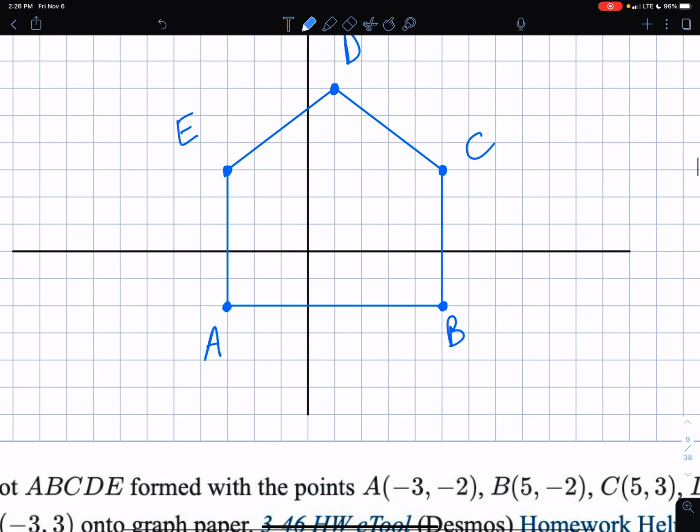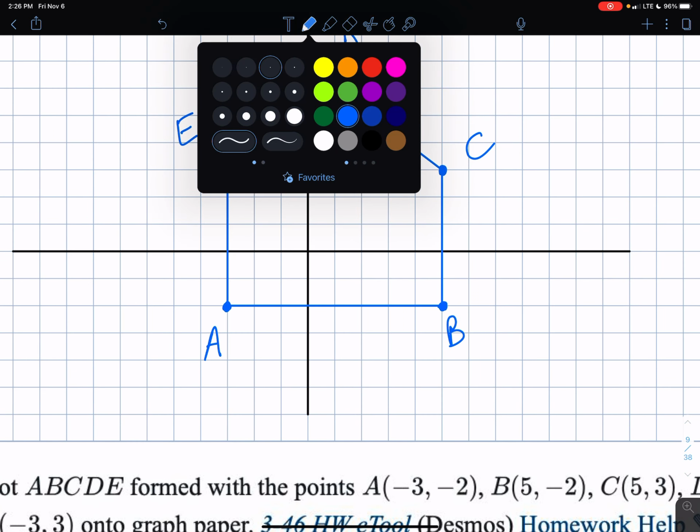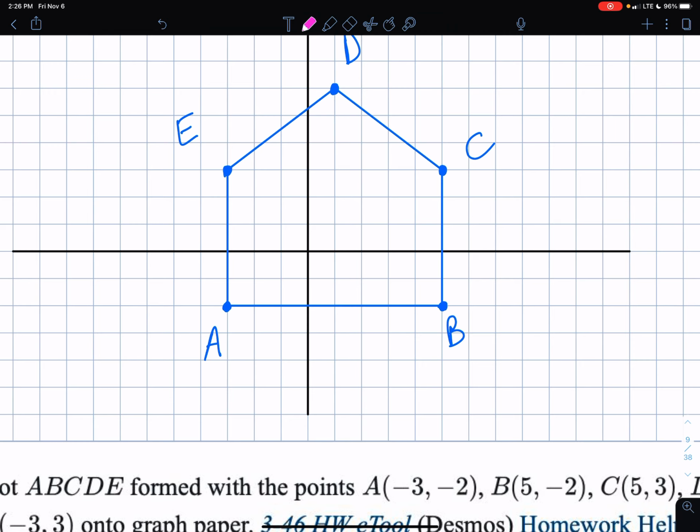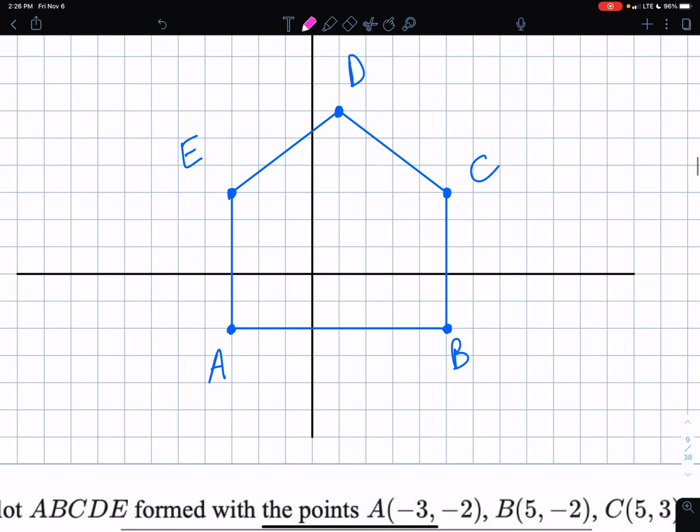So let's talk about the origin real quick. Every time we do this, it is called a dilation. When we make a shape bigger or smaller, it's called a dilation. And there's always a reference point for the dilation. And so the reference point in this problem is going to be the origin. Remember, the origin is where our x and y axis come together. It is at the point 0, 0. And so that is going to be the center of our dilation.